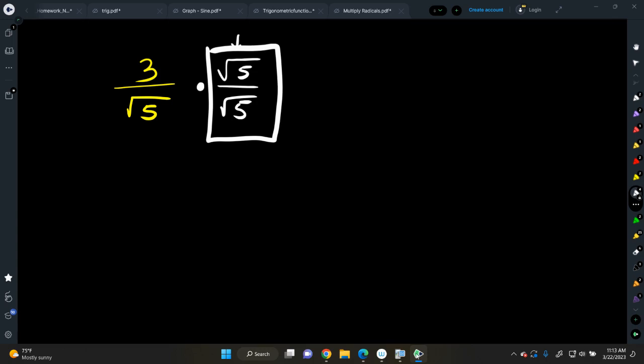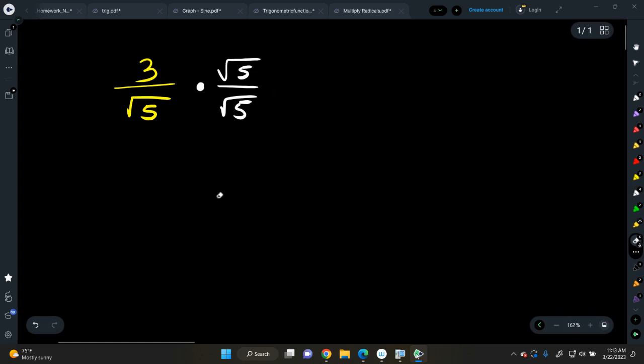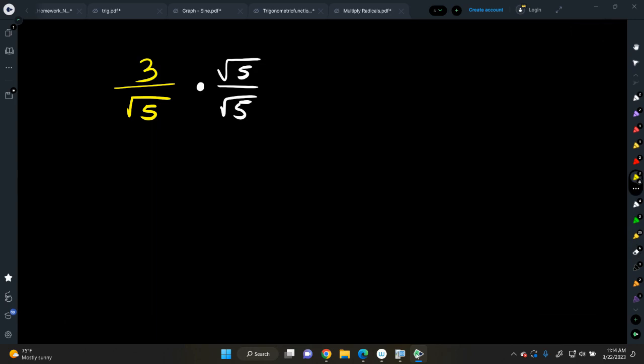I didn't change its value. If I multiplied by 2, I'd be changing its value. I'm only multiplying by 1, so it's not changing its value. I think of it as getting a facelift. It's the same number, it just looks different. Okay? It's getting a new do. All right? So it looks the same.